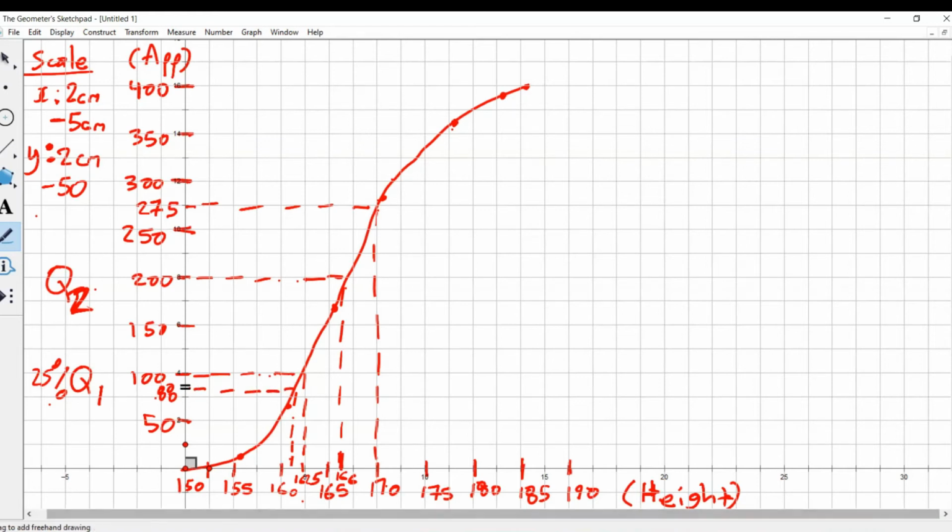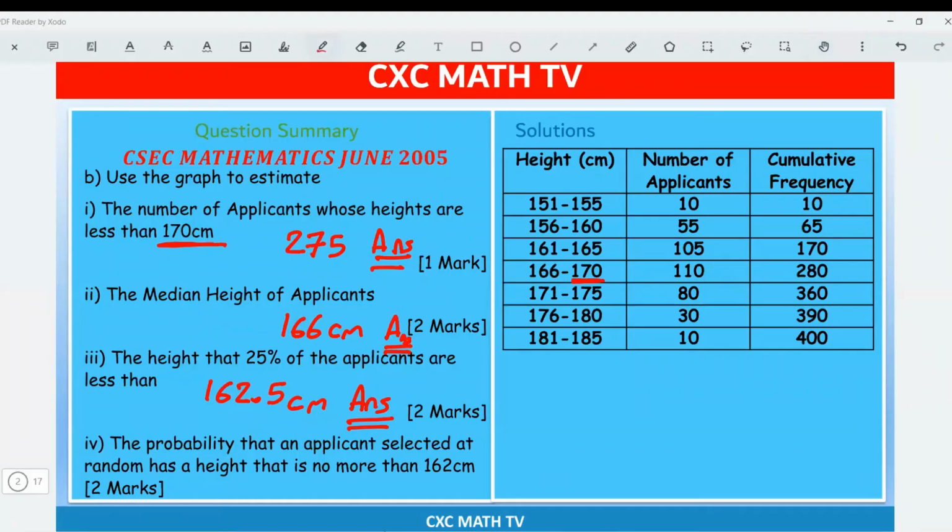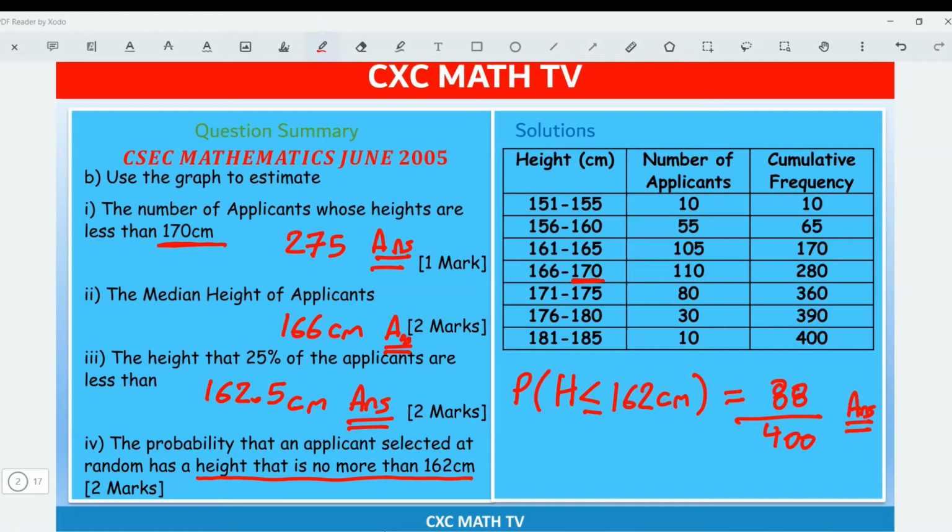So what that means is that the probability that a person's height is no more than 162, so the probability that the person's height is less than or equal to 162 centimeters, we can say that is equal to the number of persons whose height is 162 or less, that is 88 persons, over the total persons of 400. And that would be your answer. All right? And that's how we do this cumulative frequency question.